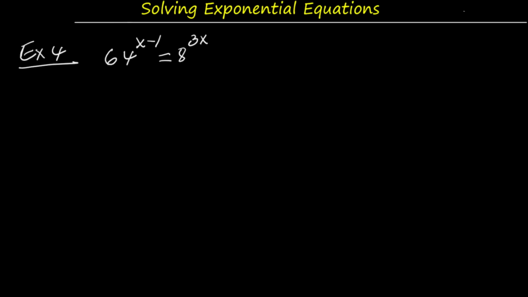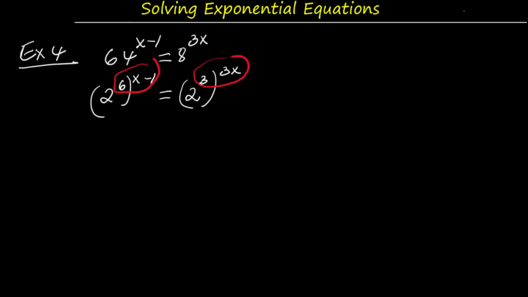So first, ask yourself, can both 64 and 8 be written as powers of the same number? Yes, they can. Both 64 and 8 are powers of 2. 64 is 2 to the 6th power. 8 is 2 to the 3rd power. So let's rewrite both sides. On the left, 2 to the 6th, all raised to the power of x minus 1. On the right, 2 to the 3rd, all raised to the power of 3x.